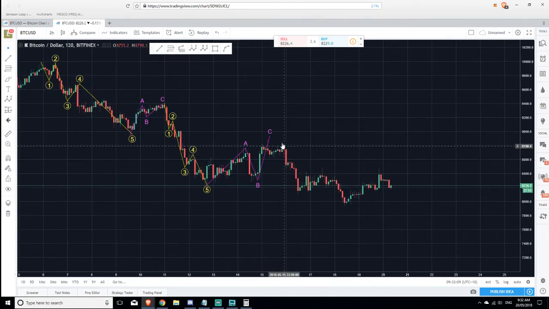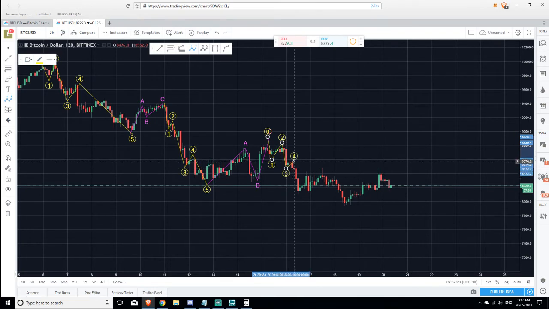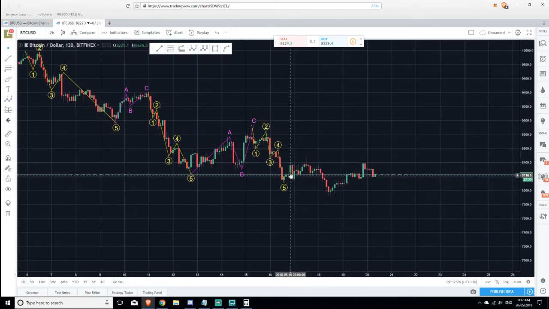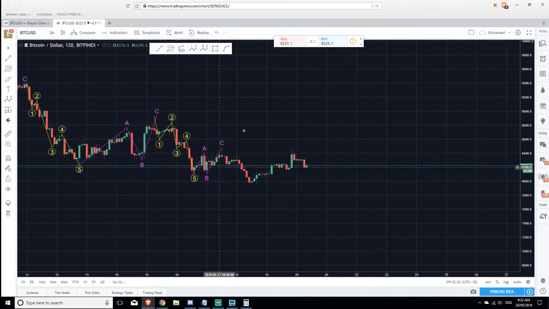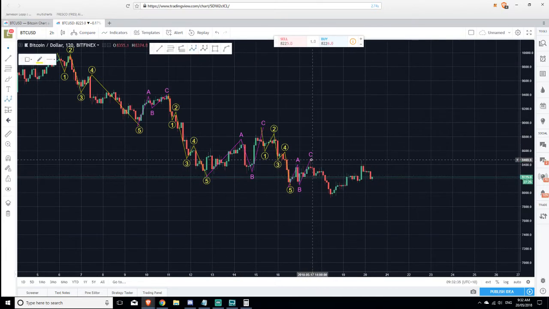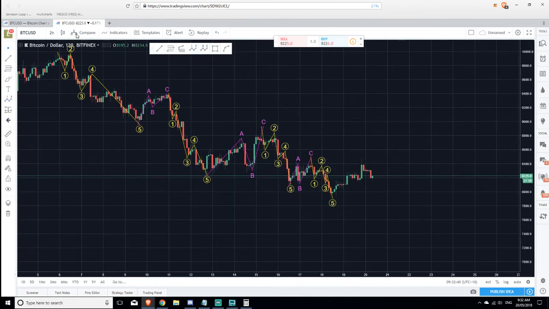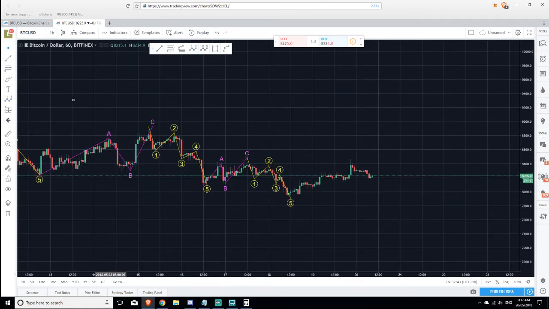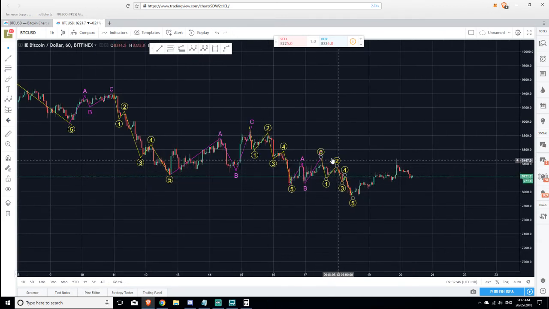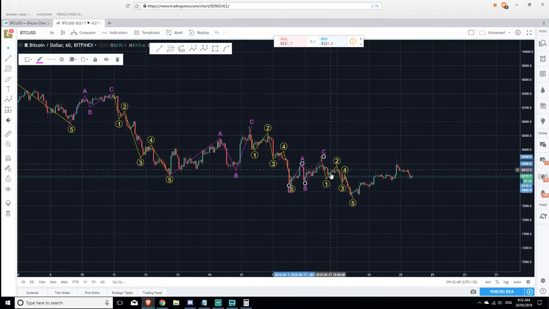After which we have a 1, 2, 3, 4, 5. So something like this. 1, 2, 3, 4, 5. Again, ABC. 1, 2, 3, of which there's 3, 3, 3. You can argue this is a 3, 4, and a 5. Going to lower time frame to double check. Yeah, we can say that. So something like a 1, 2, 3, 4, 5.